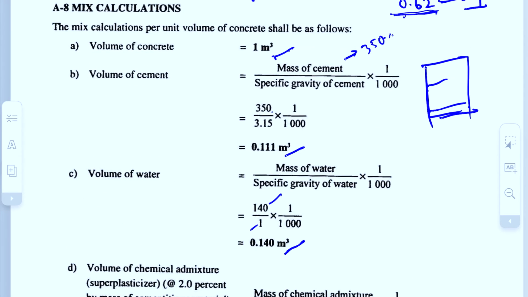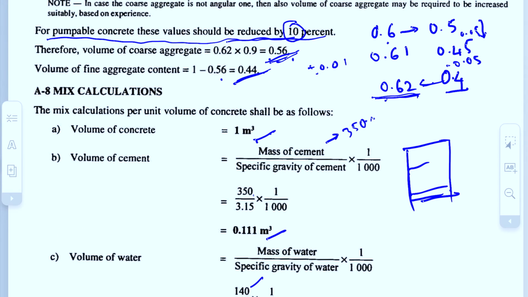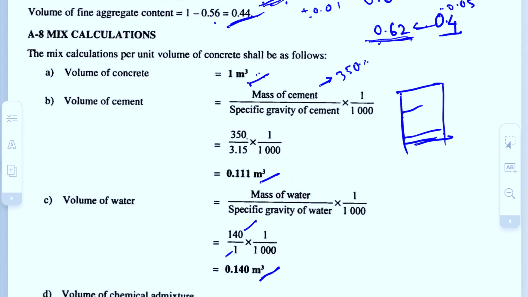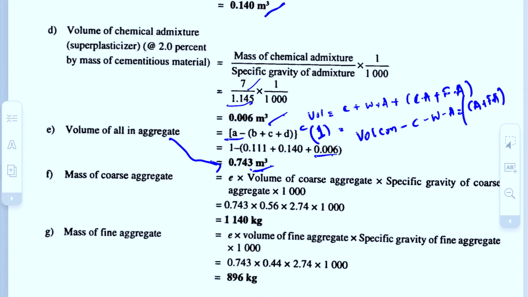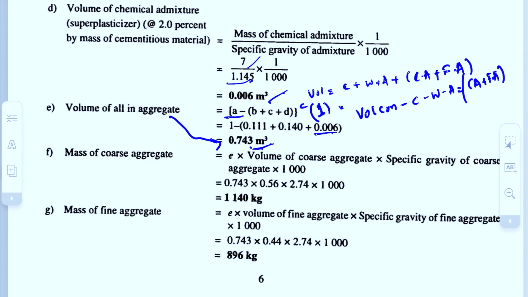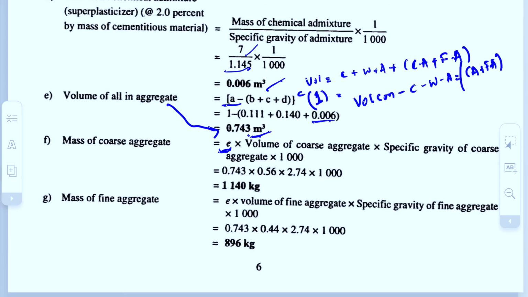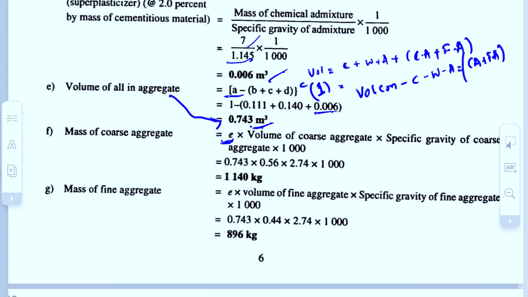Now, the mass of coarse aggregate. Because we have calculated the volume of coarse aggregate, volume of coarse aggregate is 0.56 and volume of fine aggregate is 0.44. Now because we have already calculated the volume, we need to calculate the mass. Mass of coarse aggregate is equal to E, the total volume of aggregate, into volume fraction of coarse aggregate, into specific gravity of coarse aggregate, into 1000. If you multiply these values, we get the mass of coarse aggregate.